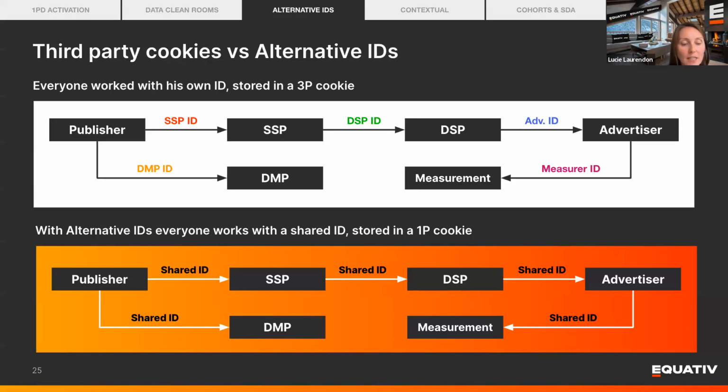So here you can see a very hands-on representation of what the market used to look like before the use of alternative IDs. Everyone within the supply chain, a DMP, SSP, or DSP, was using their own ID, and it was stored in a third-party cookie. So you can imagine how much syncing needed to be involved in order to establish this chain of command throughout the ad buying process. And with the use of alternative IDs, everyone started working with the same shared ID that is stored in a first-party cookie, which really made everybody's life easier.